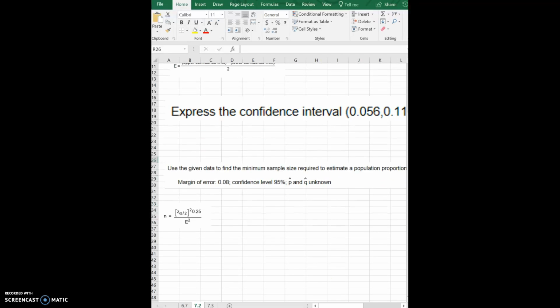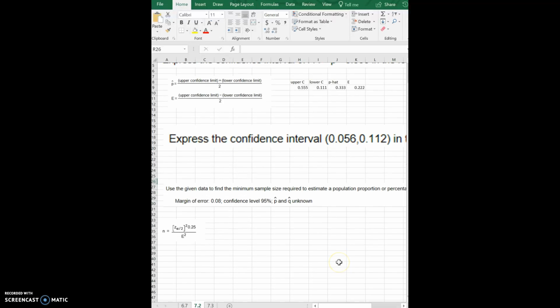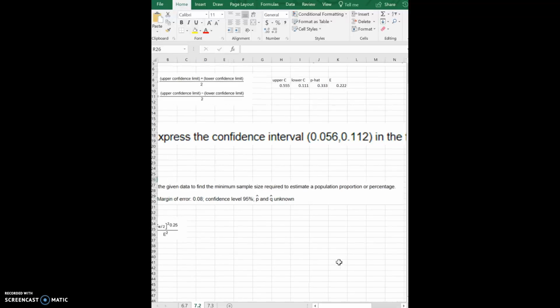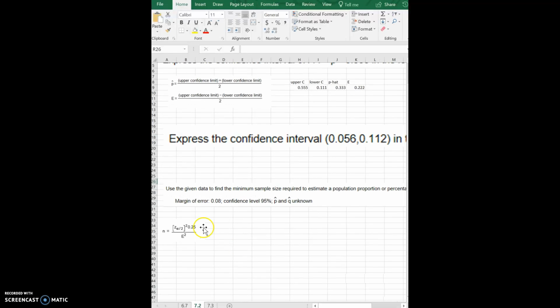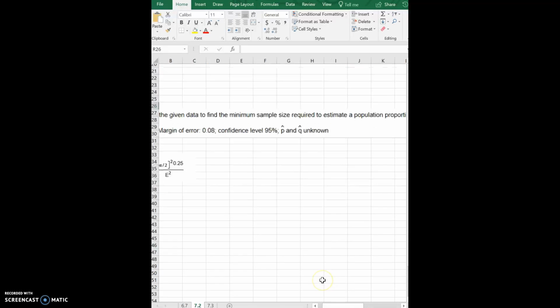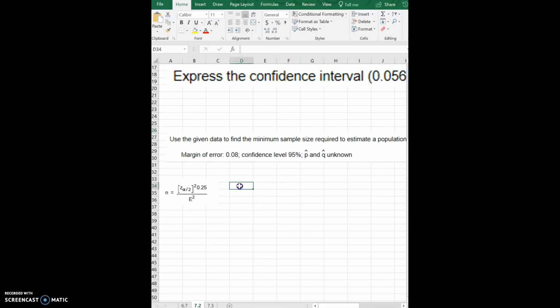This is a super simple section, and I hope you guys are enjoying it because of that. Use the given data to find the maximum sample size required to estimate a population proportion or percentage with the margin of error of 0.08, the confidence level of 95%, and your p hat and q hat are unknown. That's totally fine. We can still solve this problem. I'm going to zoom in because all of the information we need is at the bottom. So your margin of error, which is e, is 0.08.